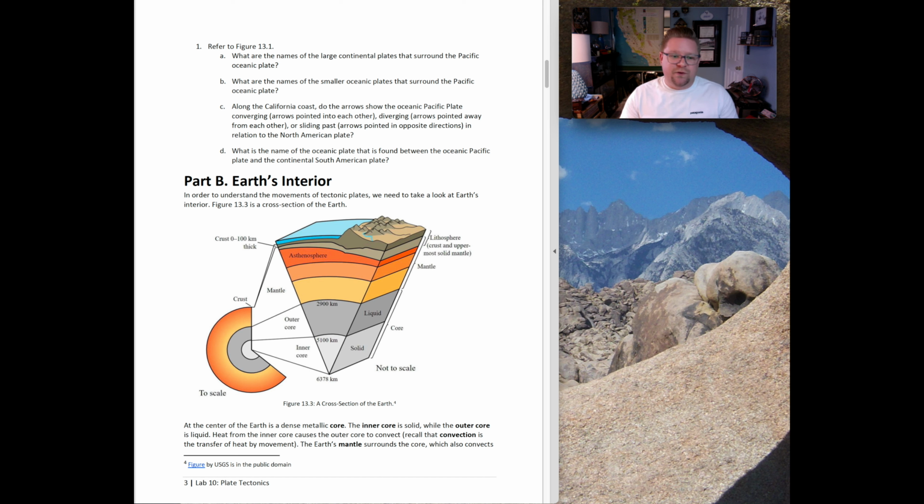So continue reading through this. It says, at the center of the Earth is a dense metallic core. The inner core is solid, while the outer core is liquid. Heat from the inner core causes the outer core to convect, called convection transfer, the heating of heat rising and then sinking.